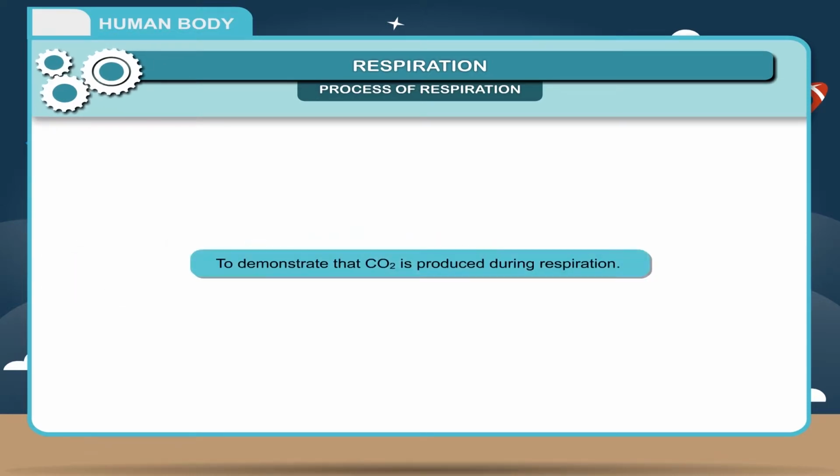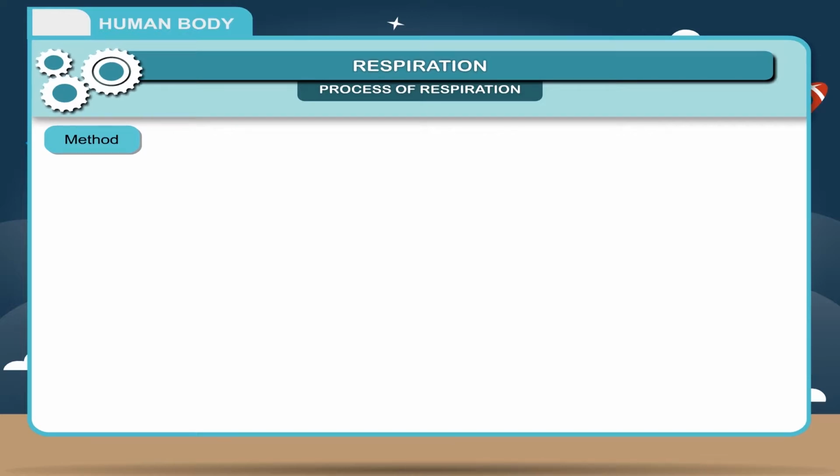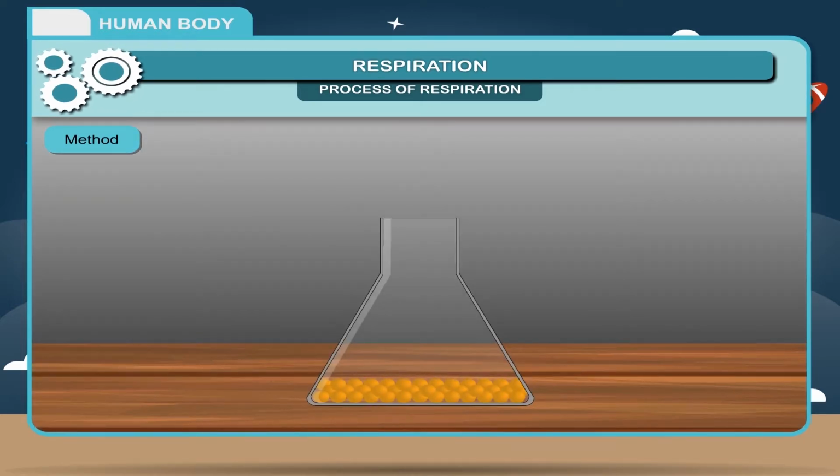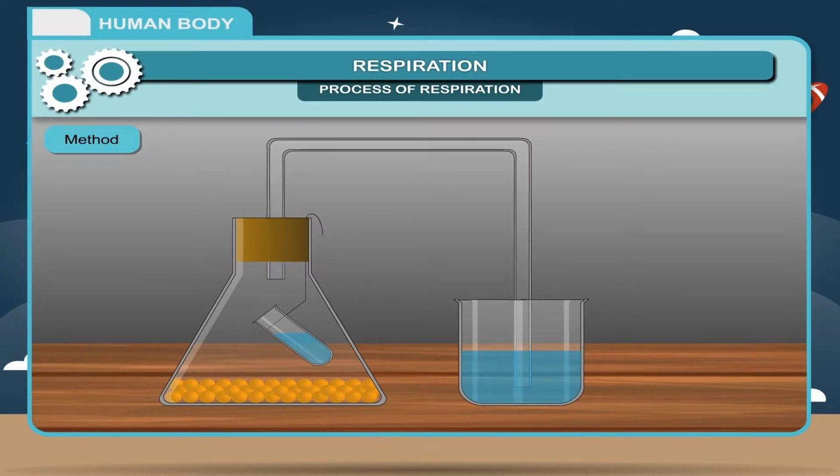Activity. To demonstrate that carbon dioxide is produced during respiration. Method. Take a flask containing some germinating seeds. Put a test tube inside the flask containing KOH solution. A tube is fitted in the flask as shown in figure 3.7. The second end of this tube is kept in the beaker containing water.